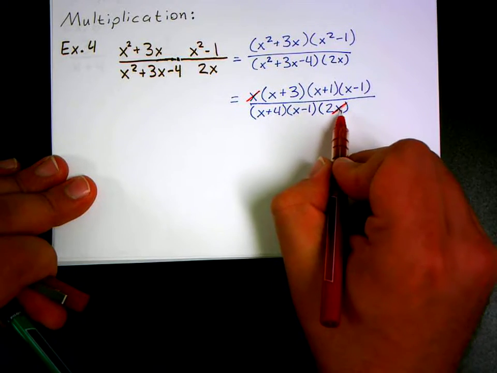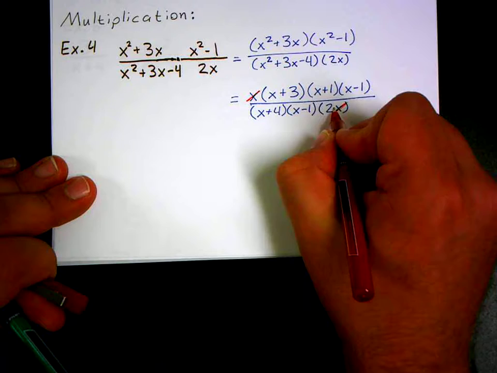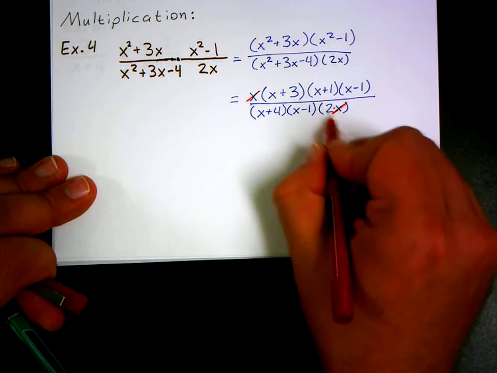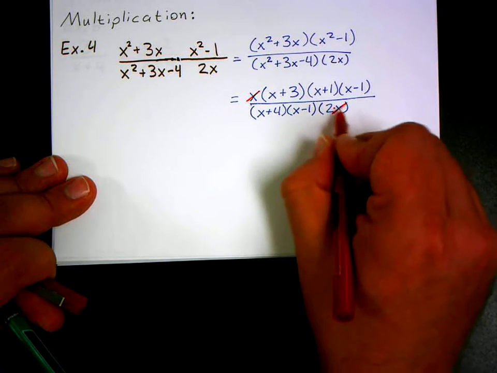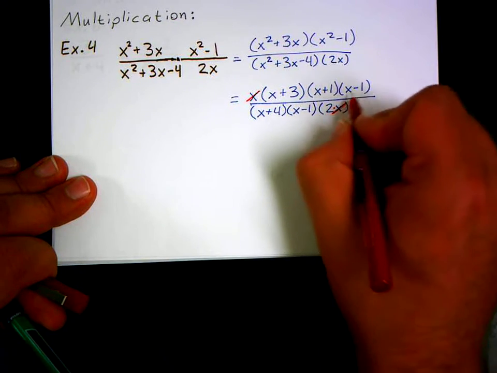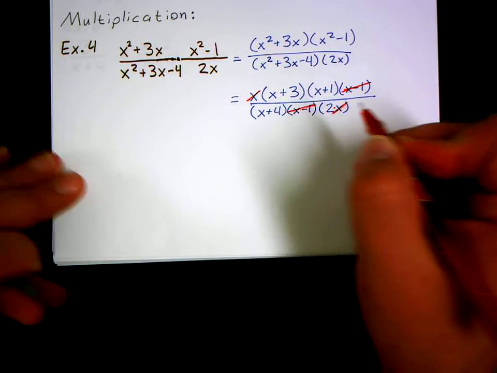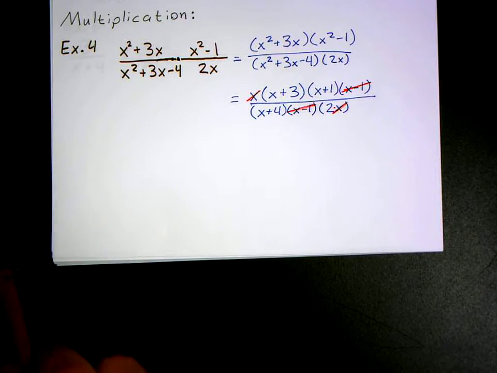I can cross out this x even though it's with a 2 because, again, this is separated by multiplication and there's no addition inside these parentheses. So that is okay. Cross out my x minus 1. Nothing else can be crossed out.